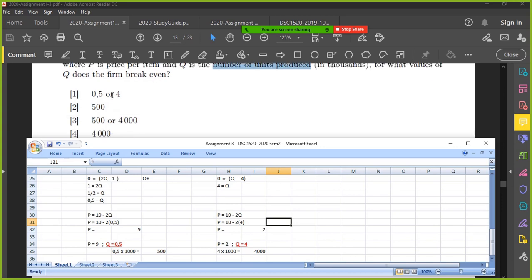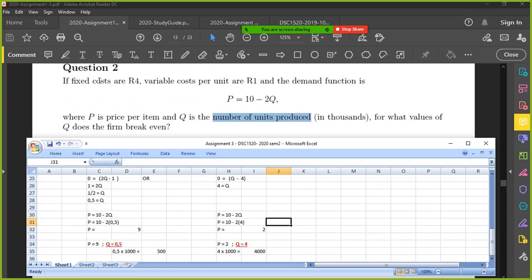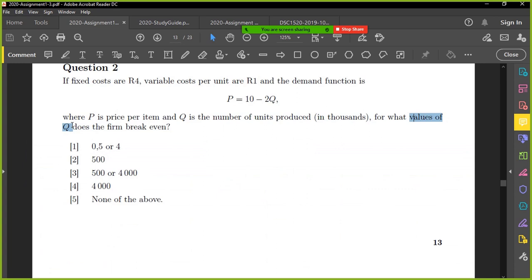You've also got 0.5 or 4, hey? Do you see that? Yeah. Let's read the question carefully. P is the price per item and Q is the number of units produced in thousands. They say for what values of Q? So values of Q. If it's values of Q, then I think 0.5 and 4 would be fine because those are the values of Q. They just happen to be in thousands. Does that make sense? Yeah.